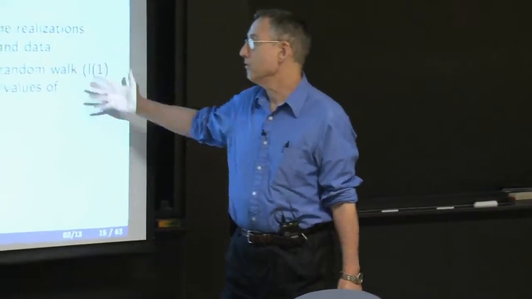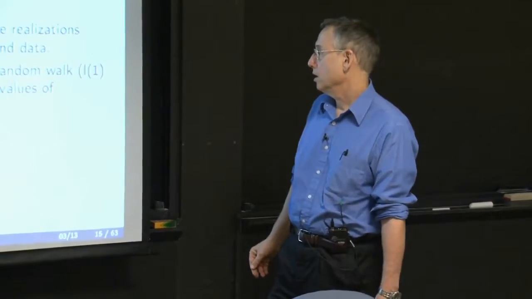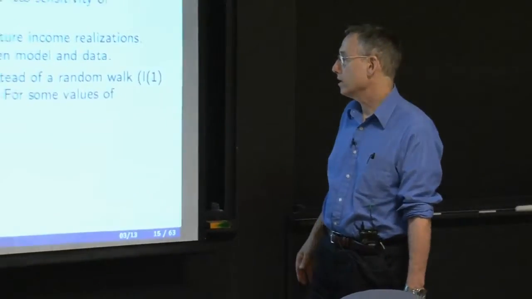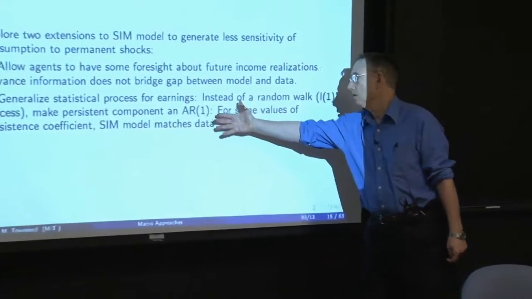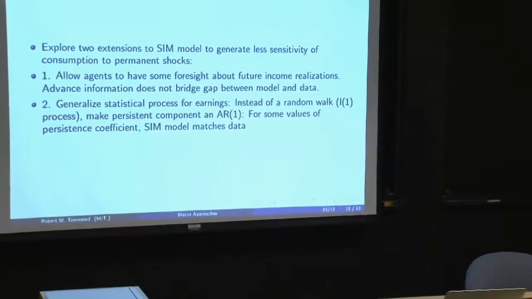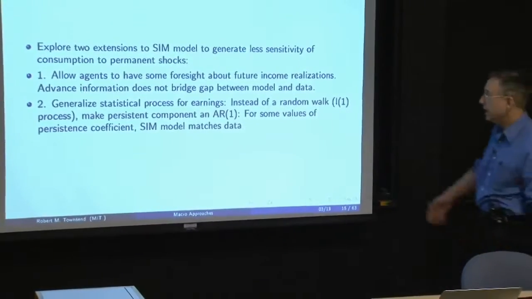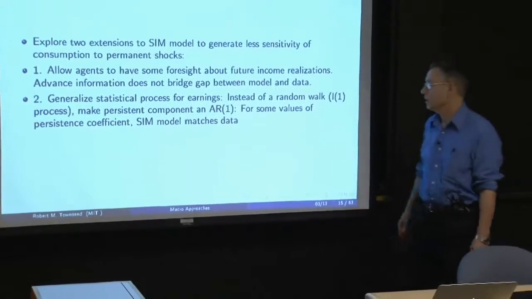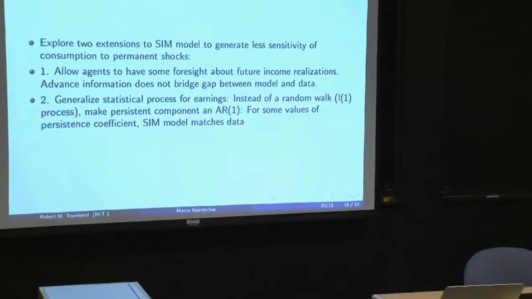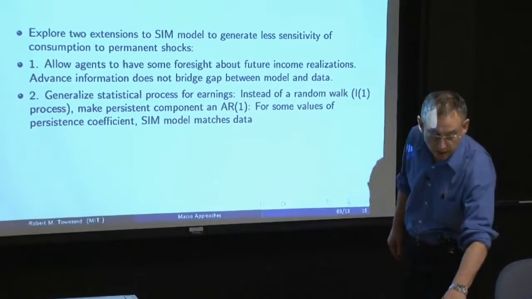And a close cousin of that is to move away from some random walk to put in some serially correlated income process. And that actually does a better job in getting the model to match the data.